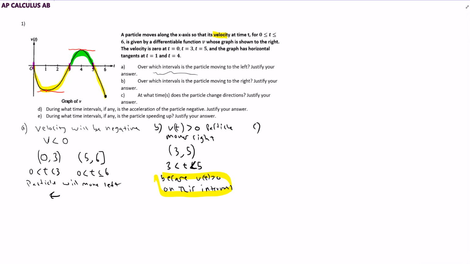So the places where it's going to change direction is, let's think about it, right? At time equals 0, our particle was moving left, right? The velocity is negative, is moving left all the way until 3. The velocity is 0 at 3, and then the velocity is positive, meaning the particle is moving to the right after 3, right? So at t equals 3, the particle changes direction.